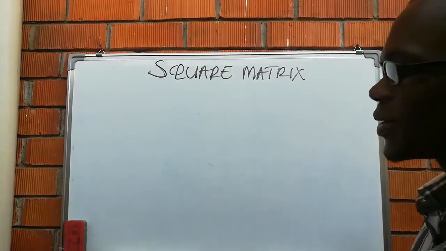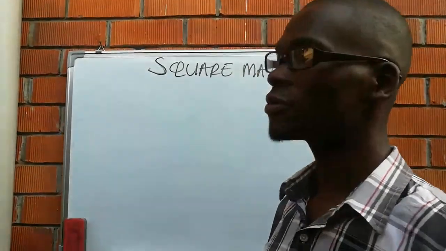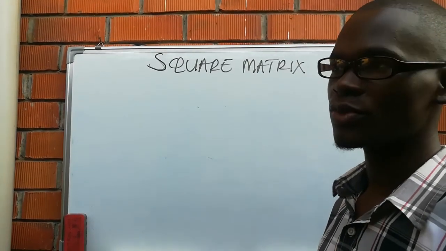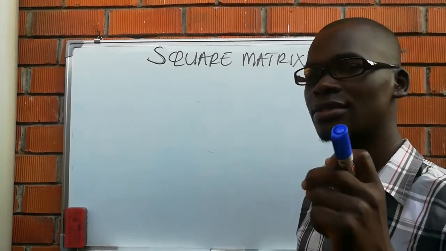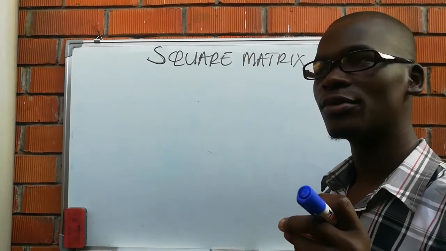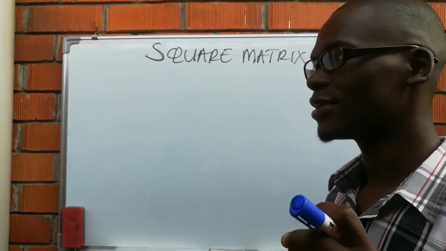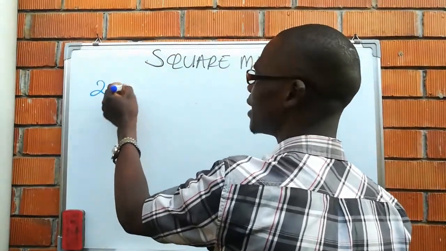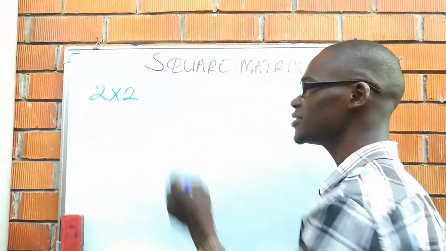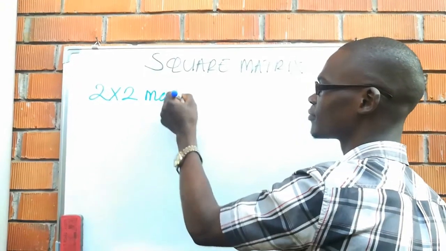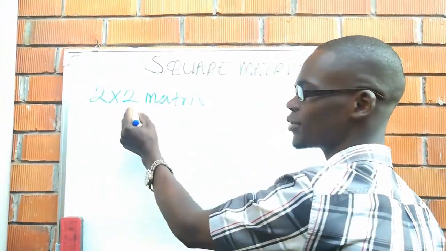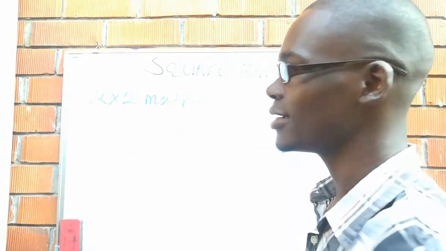We are looking at a square matrix. A square matrix is that matrix with equal number of rows and columns. That is to say, we can have a 2 by 2 matrix. It has 2 rows and 2 columns. Therefore, it is a square matrix.